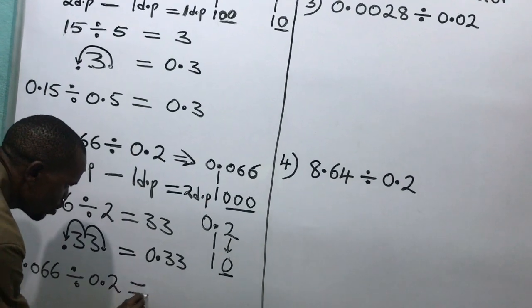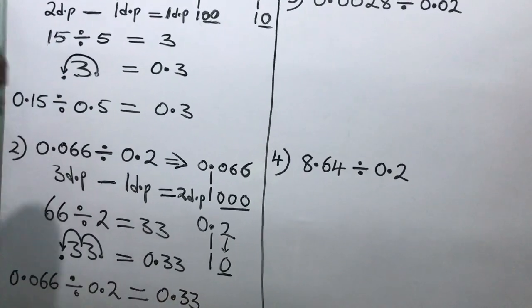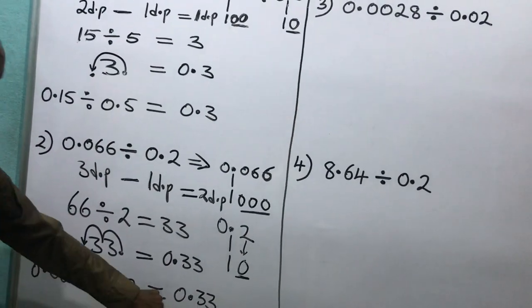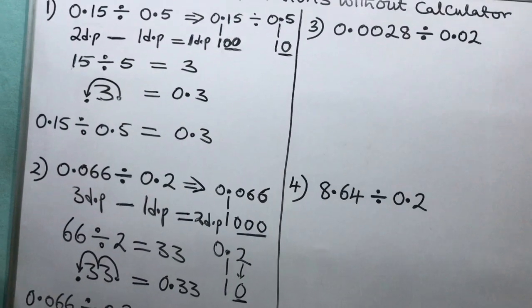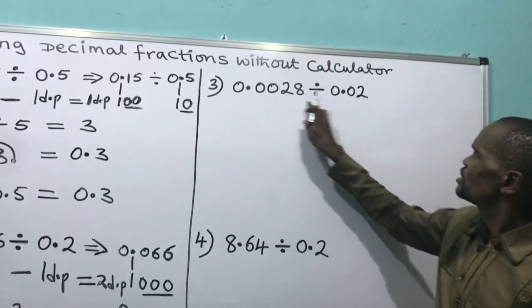0.2 is equal to what? 0.33. That's what I'm going to have here. So when we divide this with this, I'm going to have this. Let's go to question number 3. Question number 3: I'm dividing this by this.